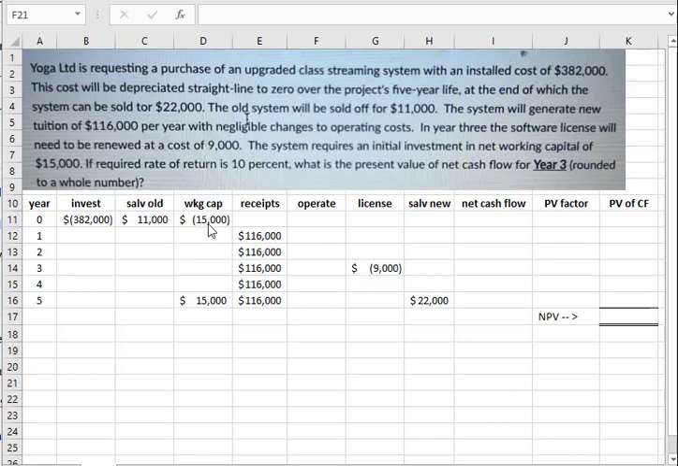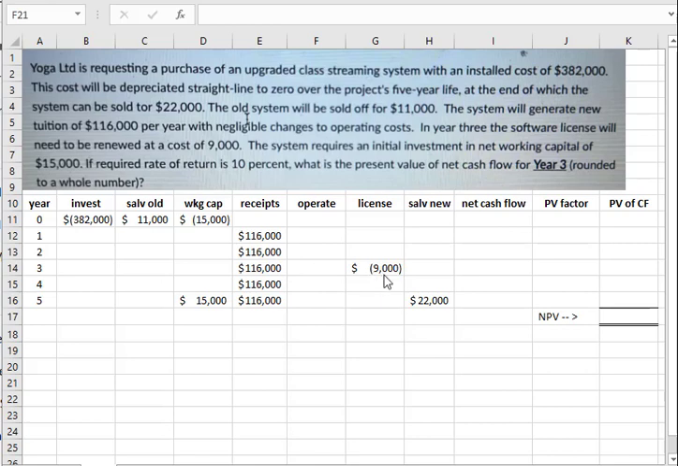It restricts cash immediately, and then it releases it back at the end of the life of the project. So it's minus in year 0 and plus at the end, which, this is a 5-year life. And then it tells you that it's going to generate new tuition. So those are new cash receipts for 5 years, $116,000.